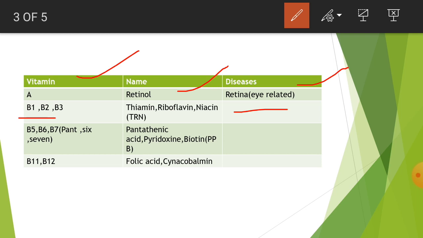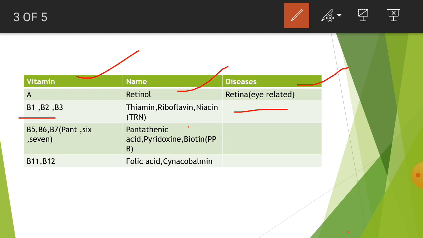Thus you have to say TRN, that is thiamine, riboflavin and niacin. Next, in the second chunk you need to remember B5, B6, B7, and for 5 we use pent. So the name of the fifth one is pantothenic, something similar to pent. So instead of pantothenic, you just remember it with pent.